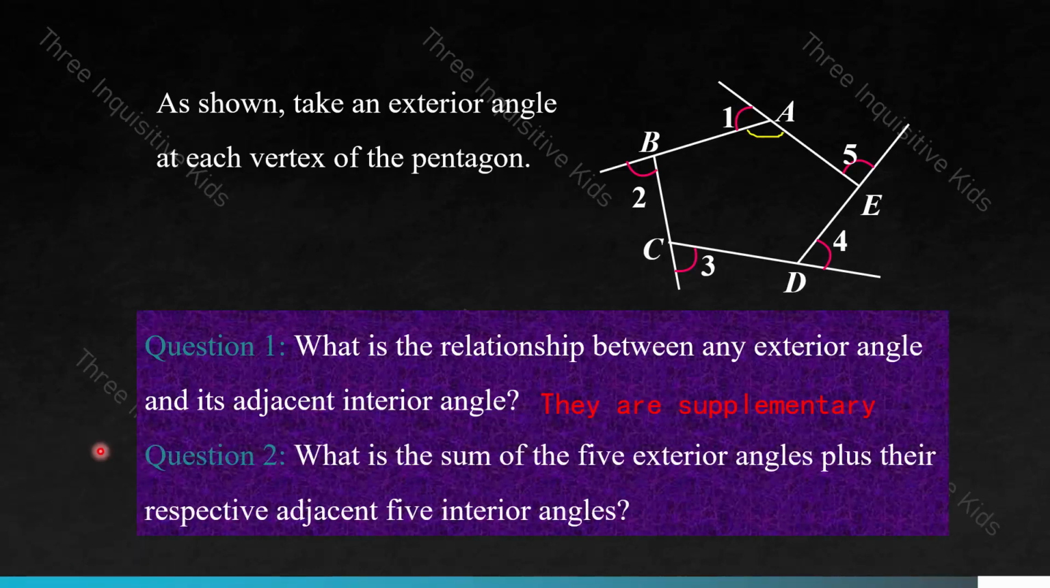And here's our second question. What is the sum of the 5 exterior angles plus their respective adjacent 5 interior angles? So what is the sum of all 10 of these angles, both interior and exterior angles? Well, we will have 5 times 180 degrees because each pair of interior and exterior angles is 180 degrees. 5 of them will make 900 degrees.